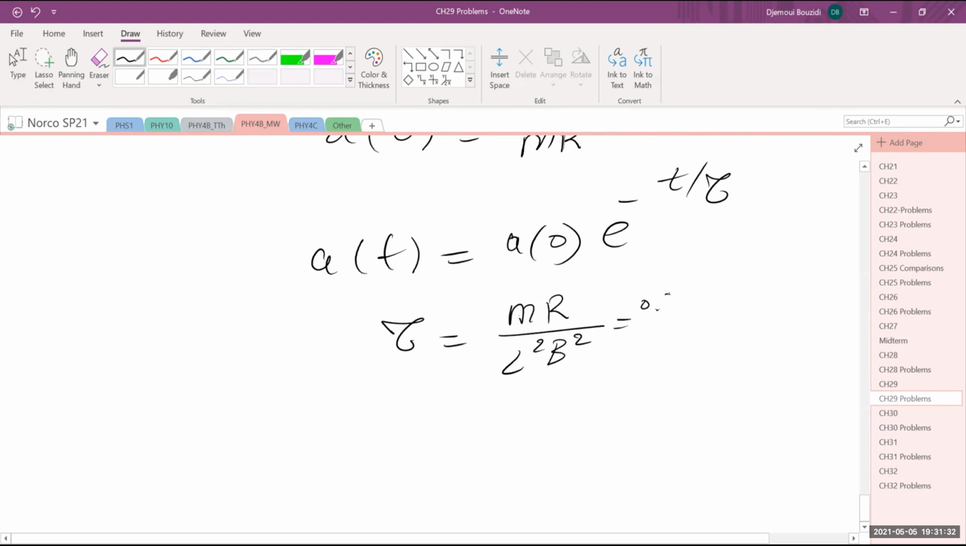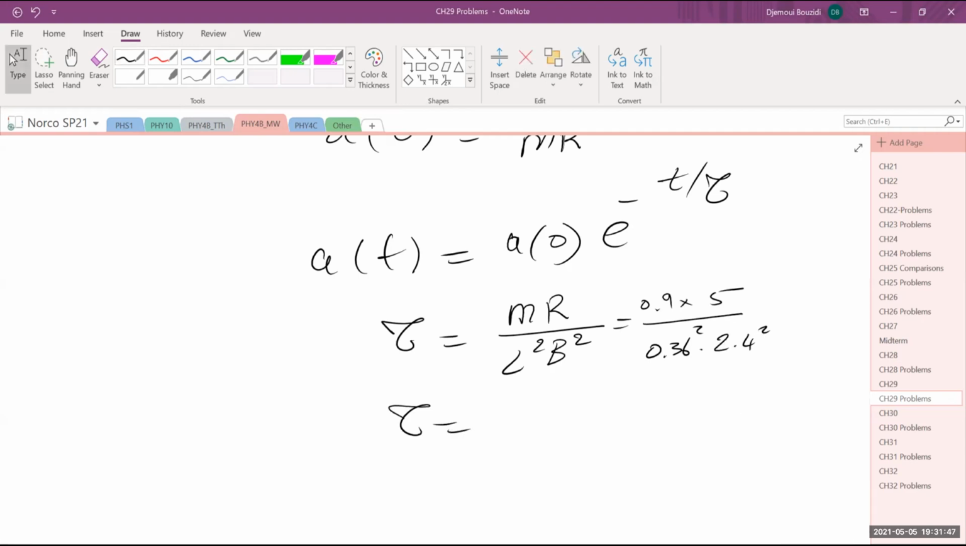Of course, the mass is 0.9. The resistance is 5. L is 0.36, squared, and the magnetic field is 2.4, squared. So tau, in seconds, is going to be equal to 0.9 times 5 divided by open parentheses 0.36 squared times, not 4 squared, 2.4 squared. 2.4 squared again.